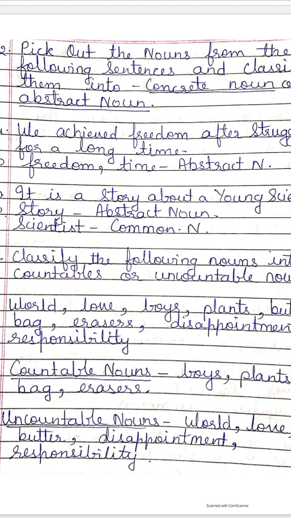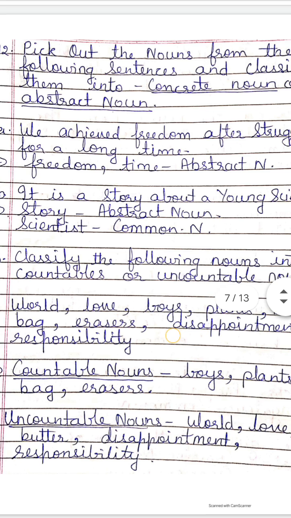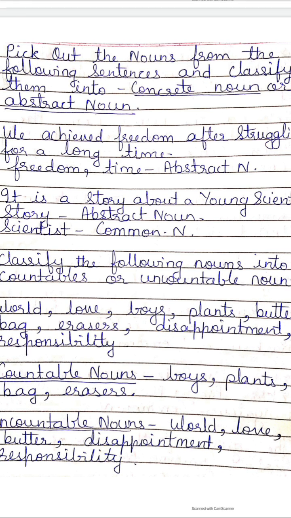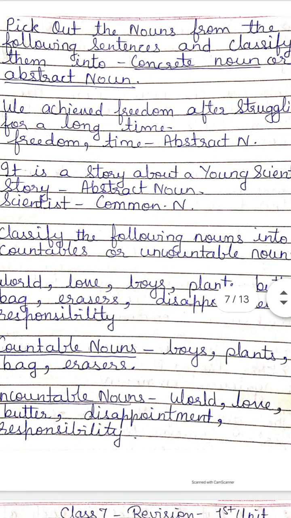So, we achieved freedom after struggling for a long time. Freedom is a noun, it's an abstract noun. आज़ादी हम महसूस कर सकते हैं but we cannot see it. Okay, and next is time. Time is also an abstract noun.